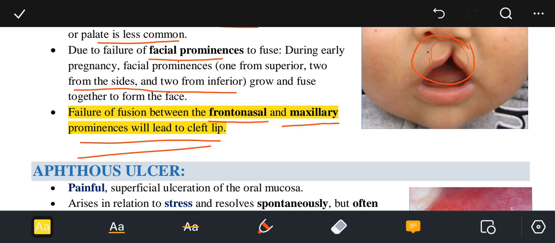You must also remember that facial prominences are one coming superiorly, two coming from the sides, and two from the inferior aspect. So there are a total of 5 facial prominences. They fuse together to form the face. If the frontonasal and the maxillary prominences are not fused together properly, they will result in a cleft lip.